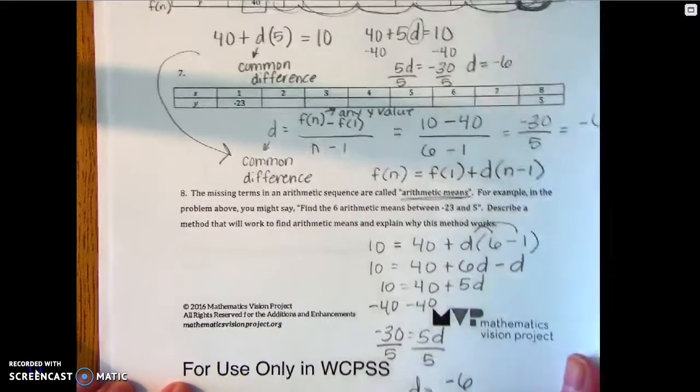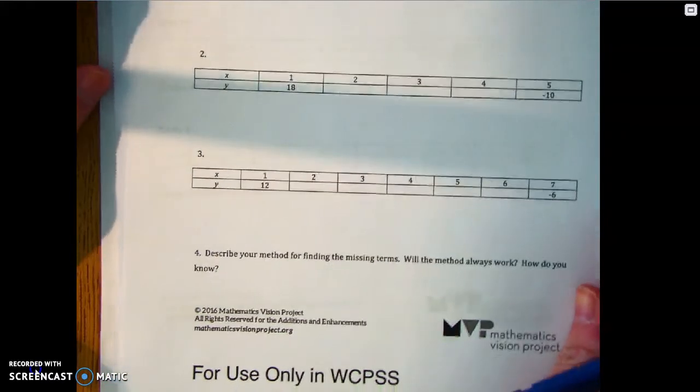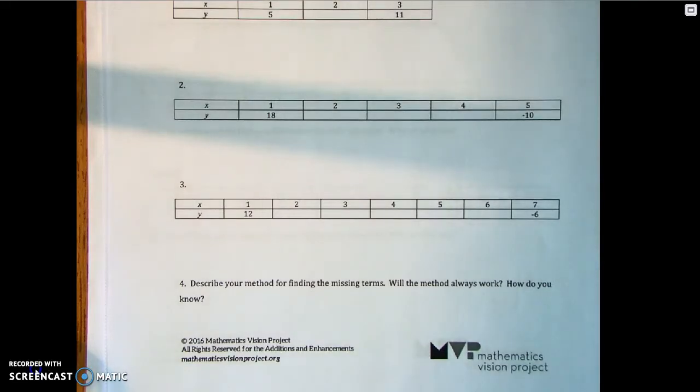All right, flip your paper over. I'm going to do these examples again. This time I'm going to use number 2. Okay, so same three ways of finding the arithmetic means. You decide which one works best for you.